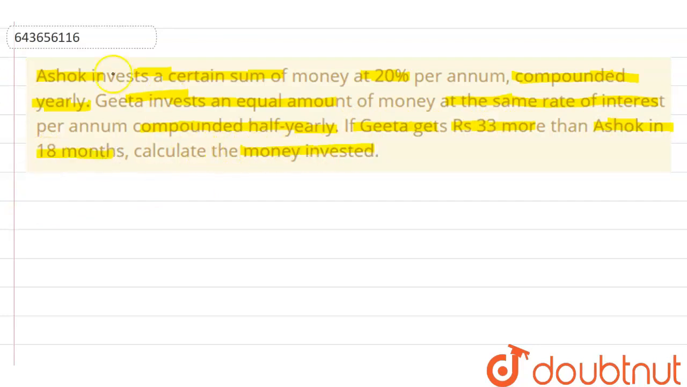So here, as the question says, Ashok invests a certain sum of money. Let the sum of money be equal to X rupees. We can say that the sum of money that Ashok is investing is X rupees, and the question says that Geeta invests an equal amount. That means Geeta is also investing X rupees, and the question says to find the money invested. This means in this question we have to find the value of X.